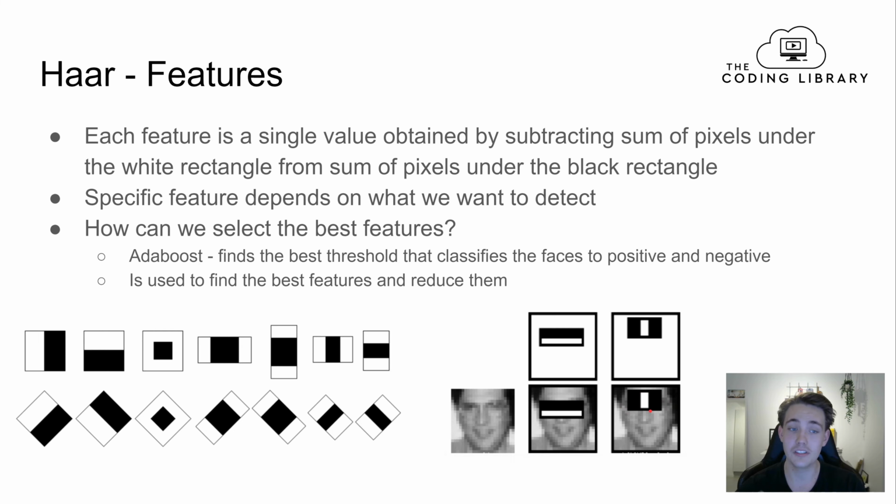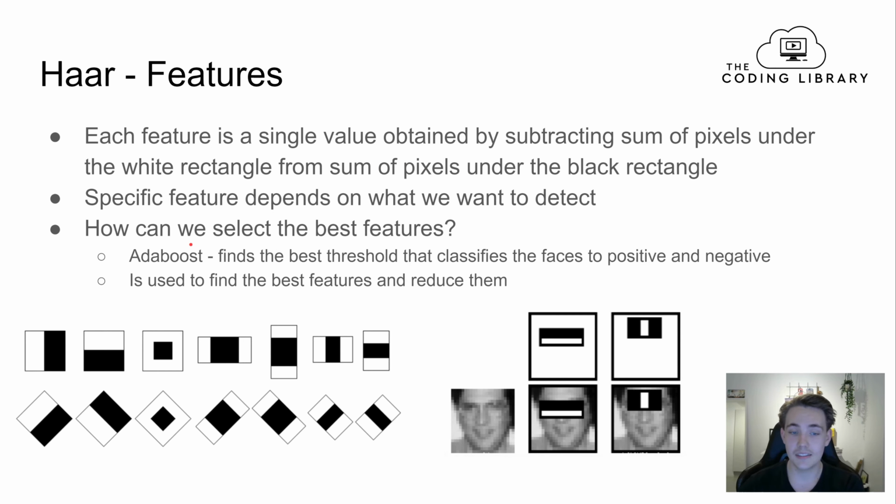And then we have these different features here that can be combined together, and as I already said, each feature in an image is a single value obtained by subtracting the sum of the pixels under the white rectangle, which is the white rectangles down here at these kernels that we're applying to our image, from the sum of the pixels under the black rectangle, which is the black rectangles here, and also over here in the example when we're detecting persons.